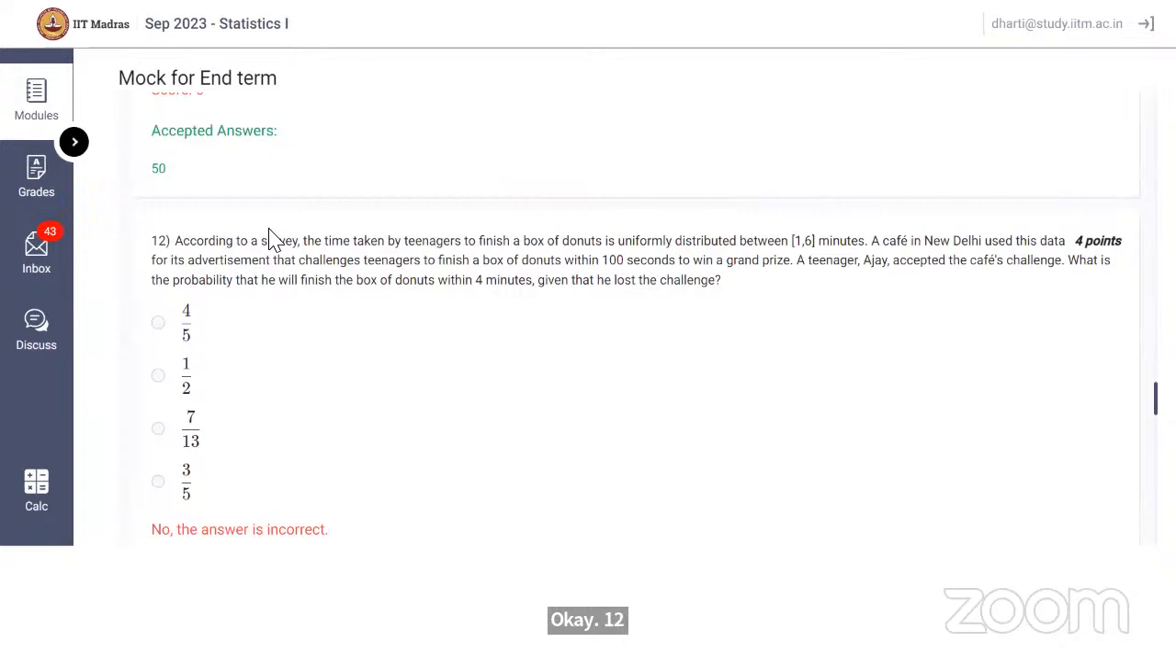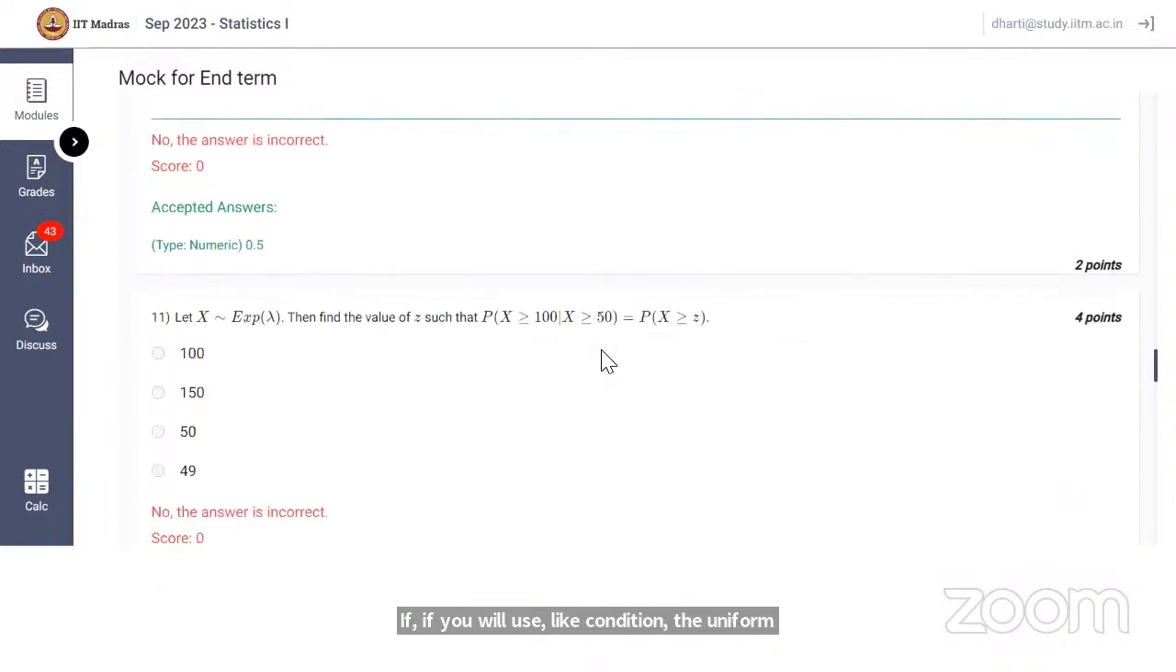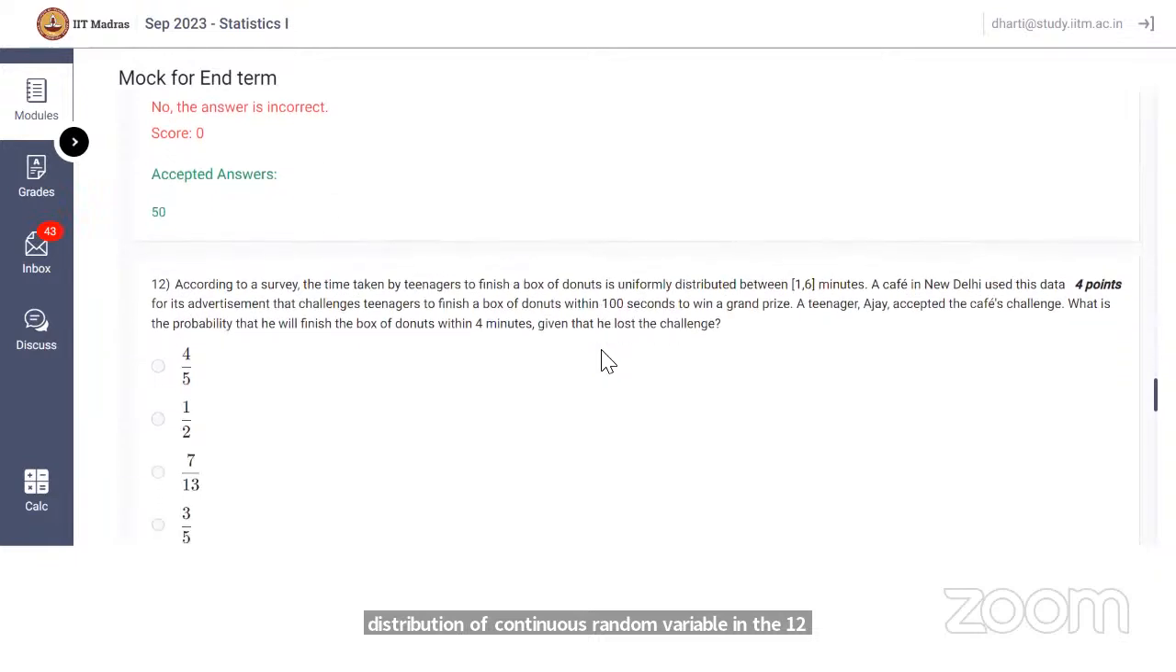Ma'am, I wanted to ask if we will use conditional probability or the uniform distribution of a continuous random variable in the 12th question. That's my doubt. So what is the doubt? Can you repeat? Ma'am, do we have to use the conditional probability or the uniform continuous random variable?